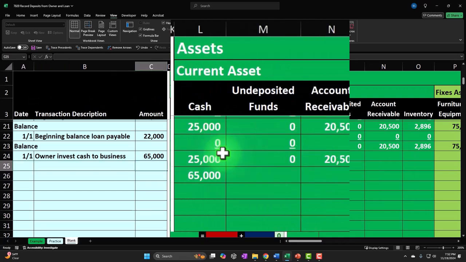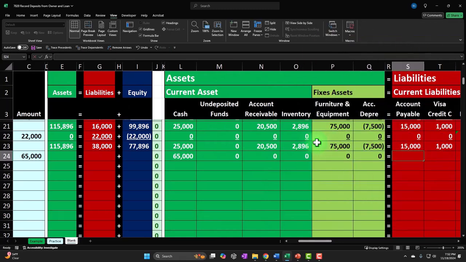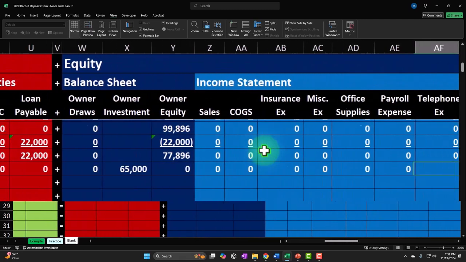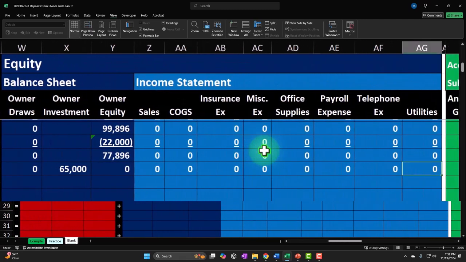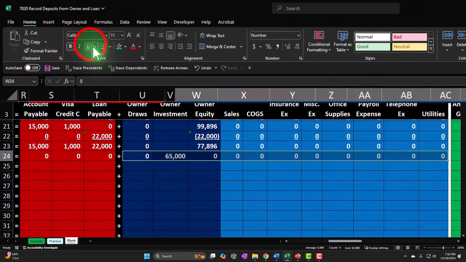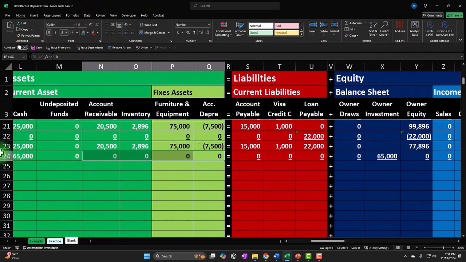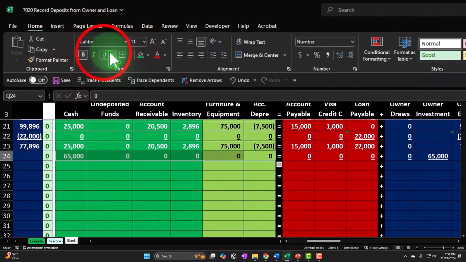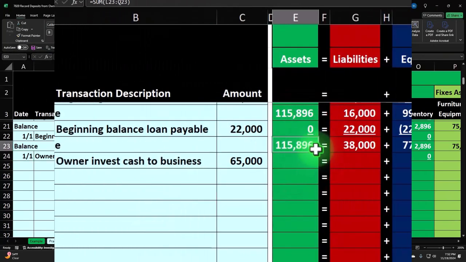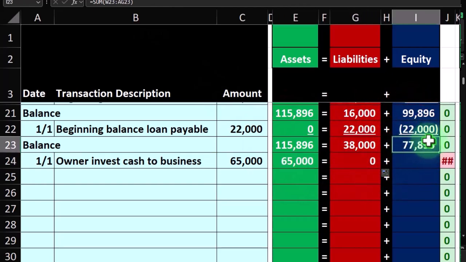Let's put the zeros across the board. And so there we have it. Nothing's happening to the income statement, which is important to note. Let's put some underlines underneath this. Underline, and then another underline, and then I'm going to put the balance. Let's copy this amount down to bring down the transaction. 65,000 increase to the assets. Nothing happened to the liabilities.